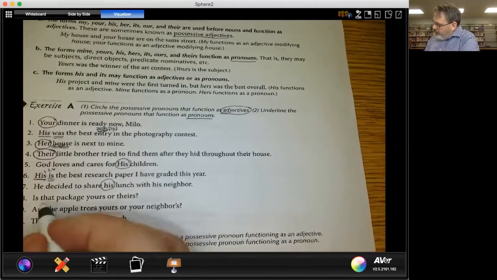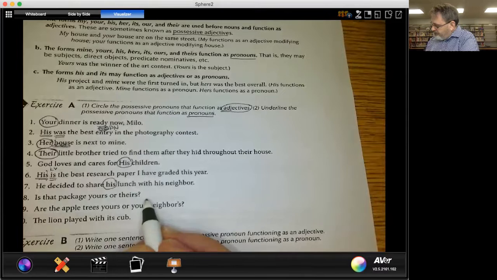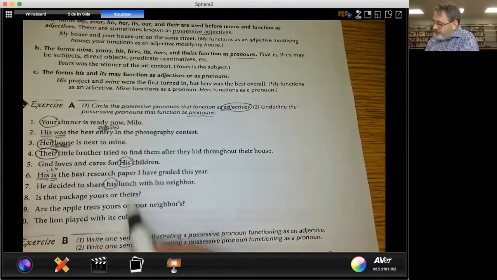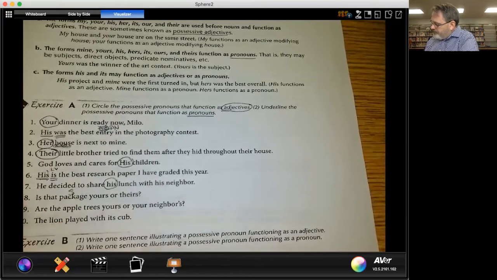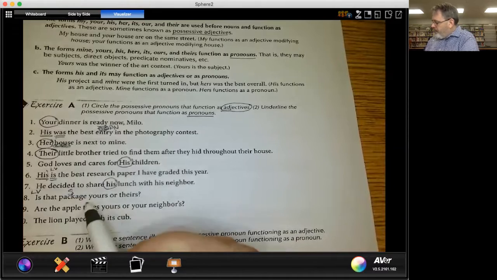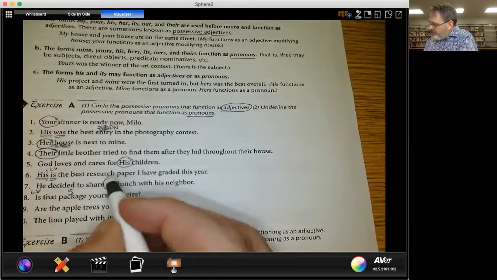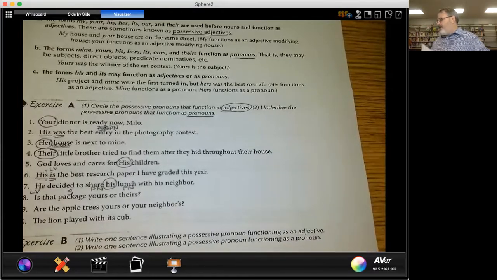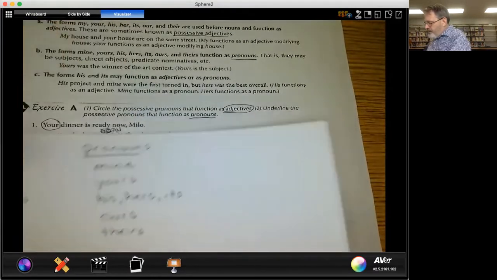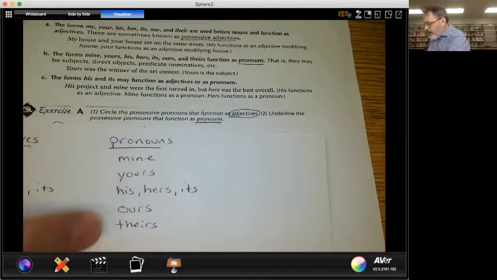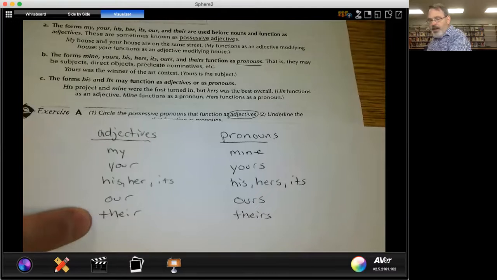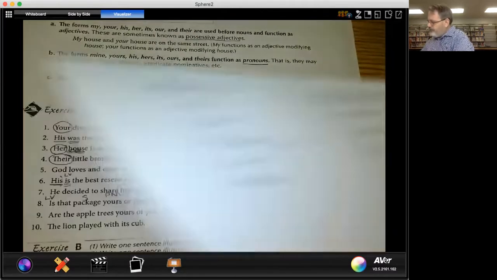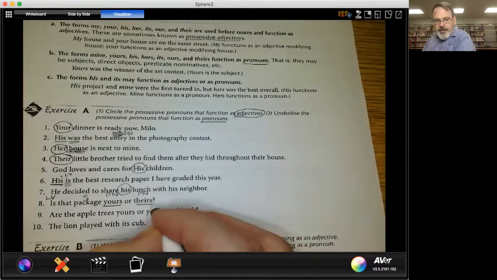Well, let's look at it. It's a question. And so a lot of times in questions, you have to flip the sentence around to make them work. Package is the subject. Is is the verb. It is a linking verb. And then yours or theirs is a pronoun in this case because it is the predicate nominative. And it's a compound predicate nominative. And I know it's not an adjective also because yours and theirs is on our list of pronouns. See, if it were an adjective, it would be your and their. So yours and theirs. So that means we underline that one and underline that one.